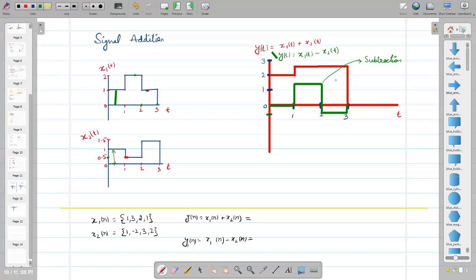Right. So this is for the continuous domain. Now for the discrete domain, discrete time signal, we are having two sequences, x1 which is having {1, 3, 2, 1} represented in a curly bracket, and x2 represented in curly bracket {1, -2, 3, 2}, and we have to perform the addition of two signals. So as per the definition, every instant should be operated simultaneously.